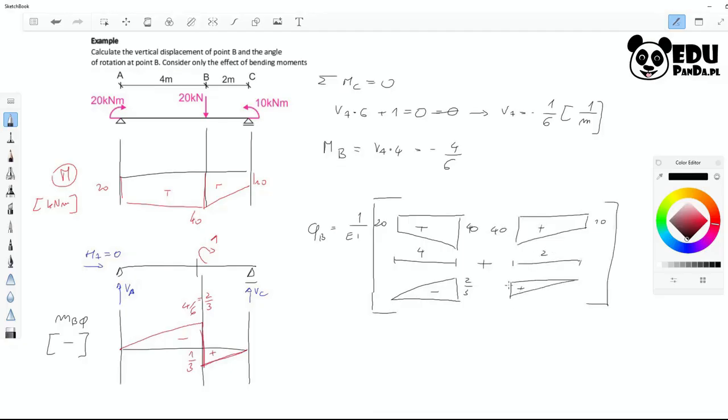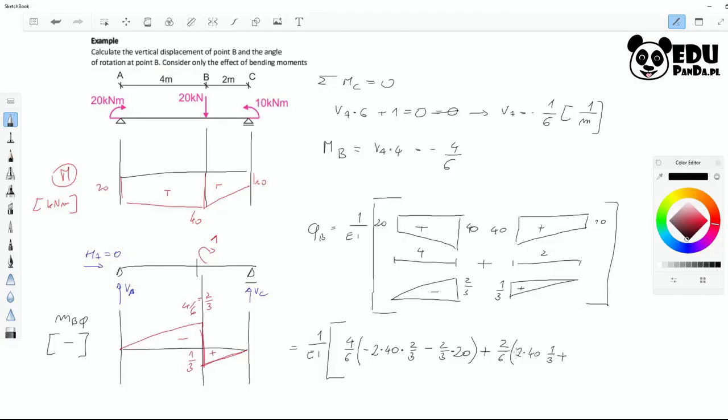So let's calculate it. Quickly, 1 over E. Let's recall what this formula looked like. L/6, that is 4/6. 2 times 20 times 0, I skip. 2 times 40 times 2/3. But notice, 40 is multiplied by 2/3 negative, so we write minus 2 times 40 times 2/3. Similar here: 40 times 0, 20 times 2/3, but that's minus plus, so the whole thing is minus 2/3 times 20. Analogically, 2/6. 2 times 40 times 1/3, add 2 times 10. 0 we skip, 40 times 0 we skip, 10 times 1/3 we take.